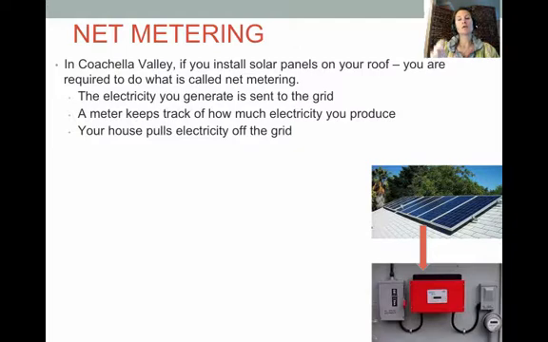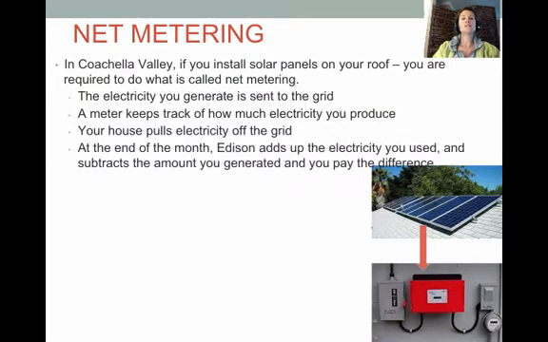So meanwhile, you're generating electricity with your solar panels, you're sending that off to the grid, and then whatever electricity you need, your house is pulling back off the grid. And Edison keeps track of all of this, and at the end of the month, they look at how much energy you made and how much energy you used. They find the difference, and then you pay that difference.